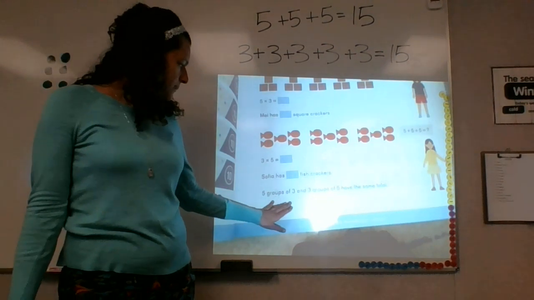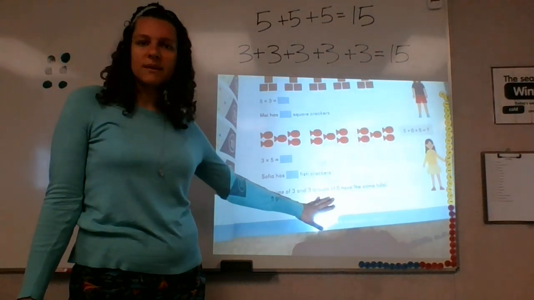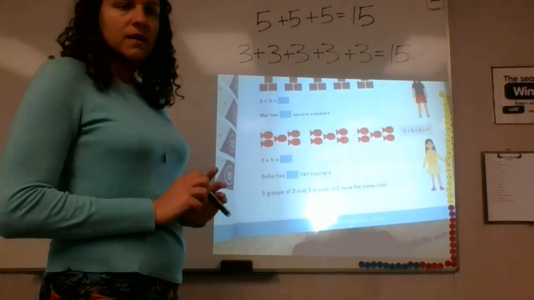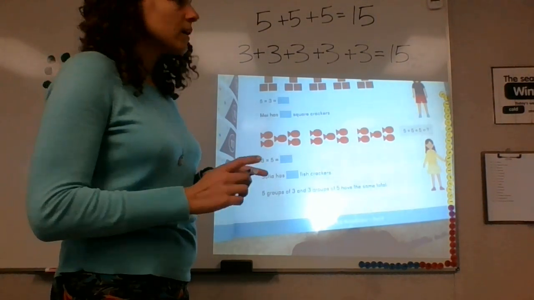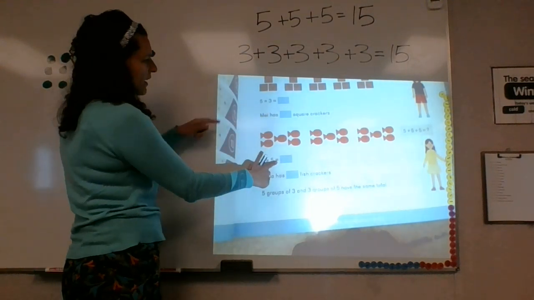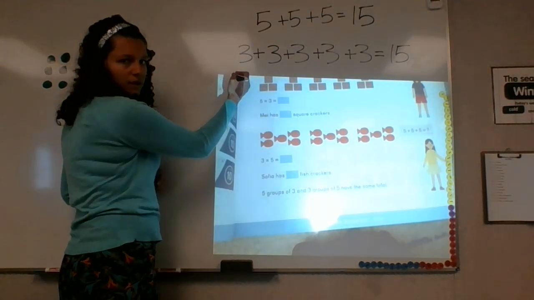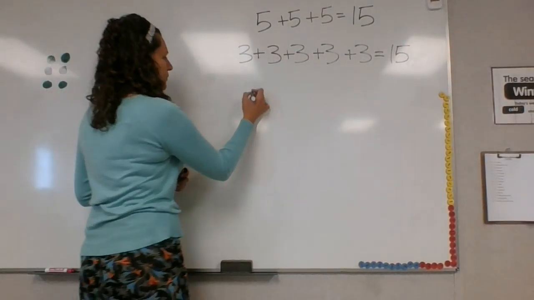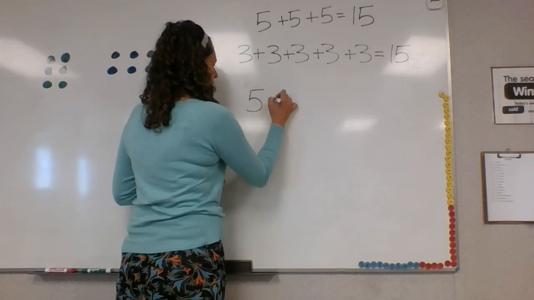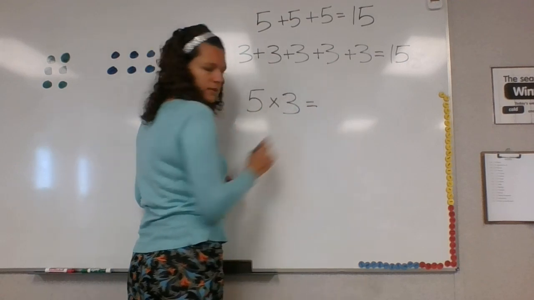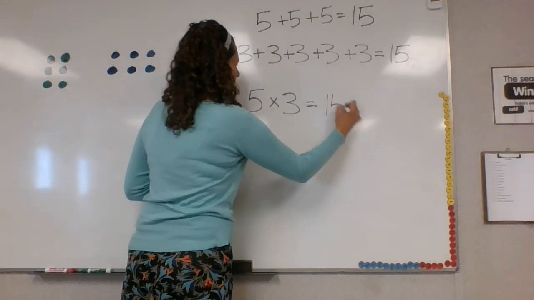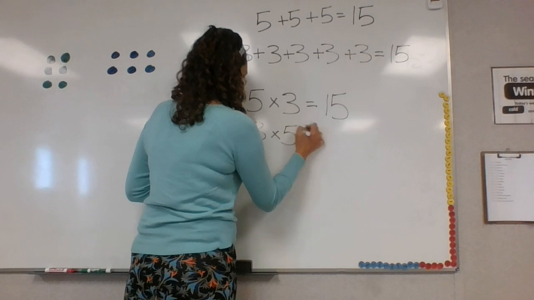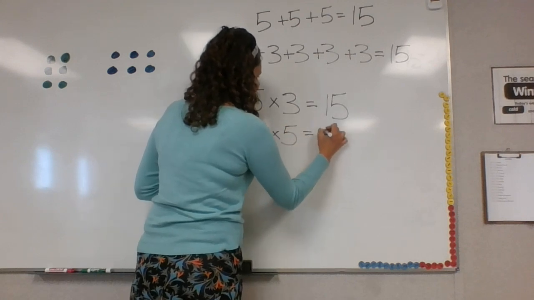And 5 groups of 3 and 3 groups of 5 have the same total. That means the answer is the same. So 3 times 5 is the same as 5 times 3. It does not matter which order we put it in. So 5 times 3 equals 15, and 3 times 5 equals 15.